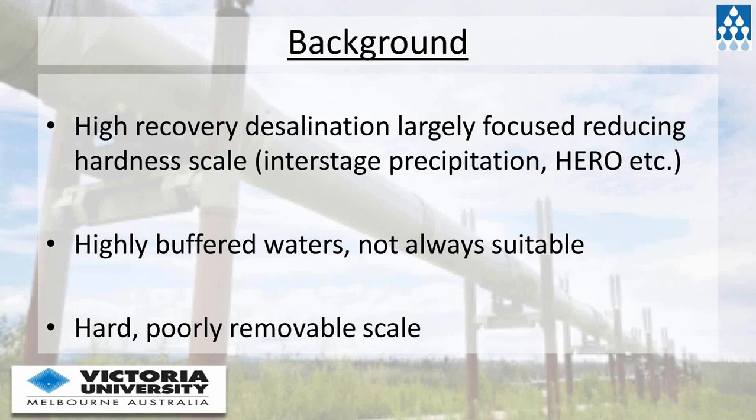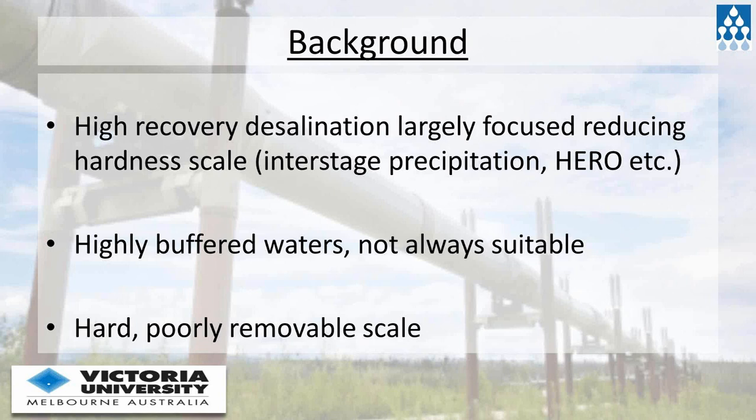High recovery desalination has largely been focused on reducing hardness. There's a lot of work in the literature that looks specifically at calcium and magnesium and trying to reduce the impact of scale from that. There has been a lot less work done into silica removal. And what seems to be the case in the literature at least is we see a lot of these techniques that get used to try and remove the calcium and the magnesium hardness problems, and what they tend to have next is silica or barium.